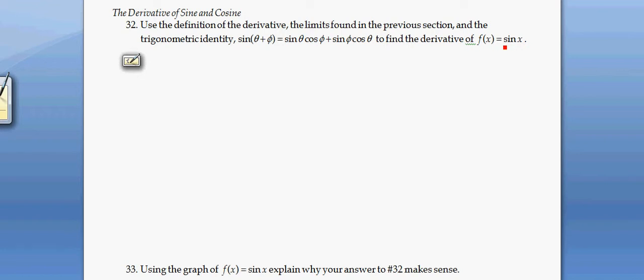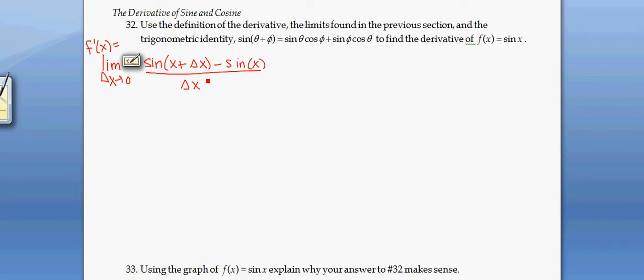So my function is going to be sine of x, and I need to make sure I recognize that I know the definition of a derivative. So f prime of x is equal to the limit as delta x goes to 0 of my function, sine of x plus delta x, minus the function sine of x, and all of this is over delta x, right? That's the definition of the derivative. So if I try to evaluate this by direct substitution, if delta x goes to 0, I've got sine of x minus sine of x, which is 0 over 0.